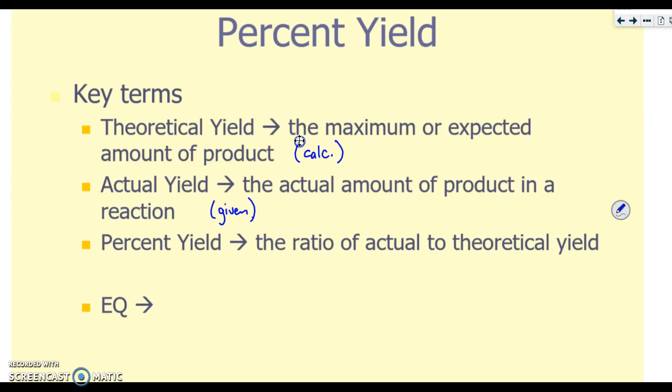The equation is always the actual amount divided by the theoretical amount, and then because it's a percent, times 100. It should always be less than 100. If it's not, something went wrong. Let's practice the math for this on the next slide.